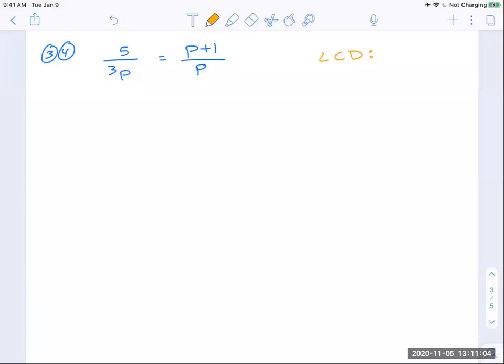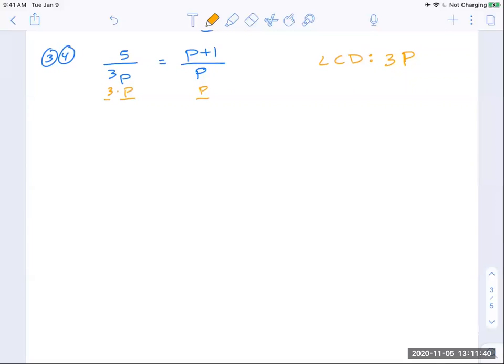We can think of 3p as 3 times p. P is just p. What do they have in common? P. What is left over? 3. Therefore, my LCD is 3p. That's it. I'm going to give you 2 minutes. Try this problem yourself all the way through.